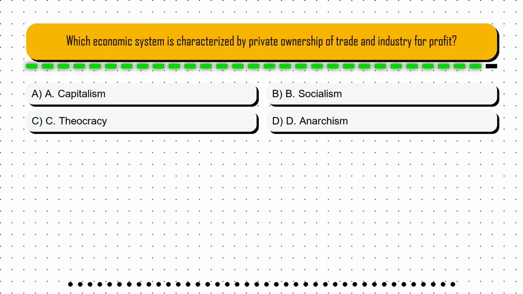Question 14. Which economic system is characterized by private ownership of trade and industry for profit? Option A. Capitalism. Option B. Socialism. Option C. Theocracy. Option D. Anarchism.